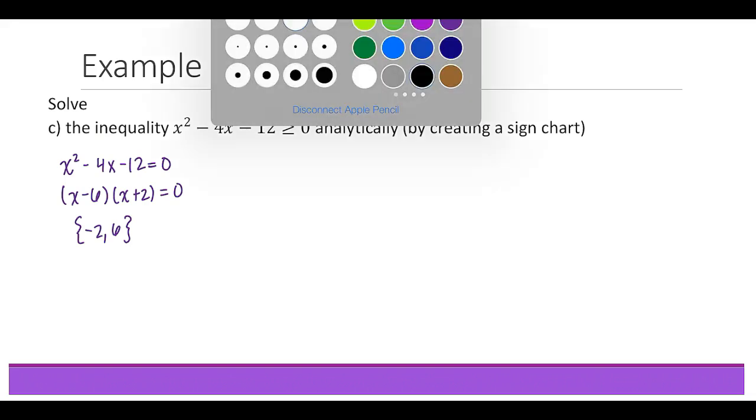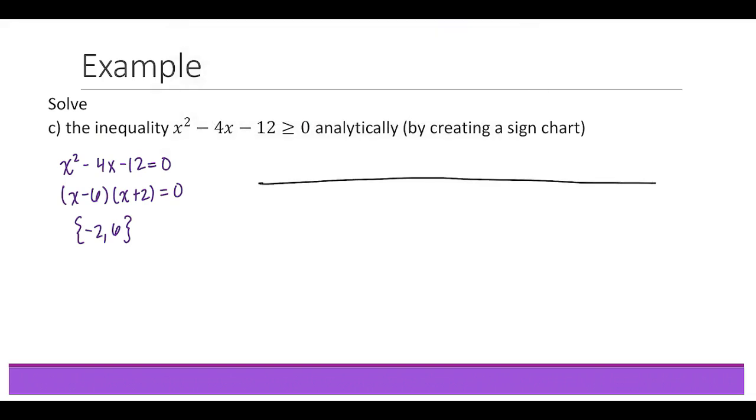Now a sign chart is constructed by creating a number line. The number line is going to extend over the domain of the function. The domain of any quadratic is all real numbers, so negative infinity to infinity. And we're going to put these real number solutions onto the number line. Negative 2 has to go first, and then 6 next. So we always go from least to greatest.